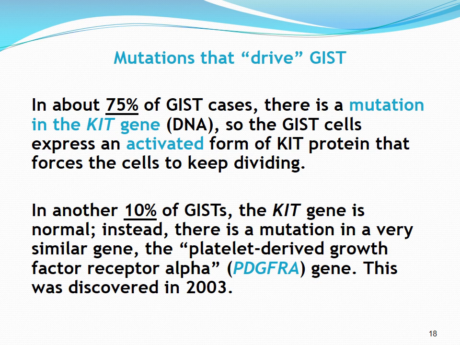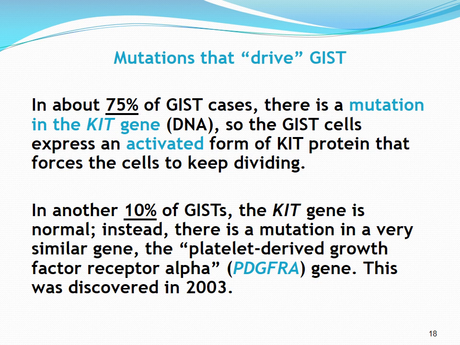Now, this is found in most cases of GIST. There are still some GISTs where the KIT protein is expressed, but it is not mutated. It's just the normal form of KIT. A lot of research has gone on to try and figure out what's driving those GISTs if it's not a KIT mutation.